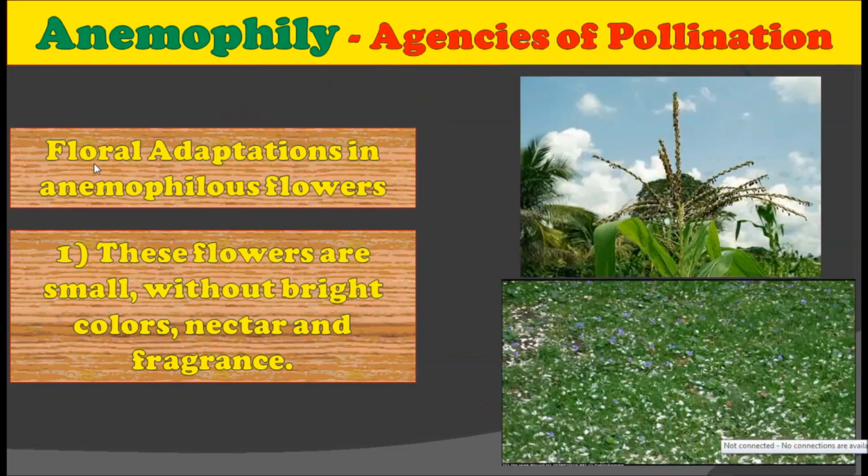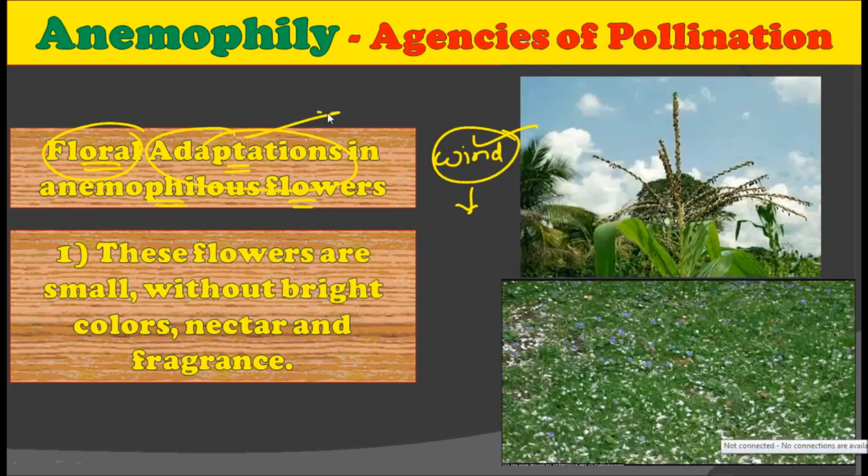All right. Now let us consider the floral adaptations in the Anemophilous flowers. As you know, the Anemophilous flowers largely rely on the wind for their pollination. So in order to get pollinated by using the wind, these flowers develop certain floral adaptations. That is, these Anemophilous flowers show some particular adaptations for the Anemophilous type of pollination. So we will consider them one by one. The very first is that these flowers are small, without bright color, nectar, and fragrance.